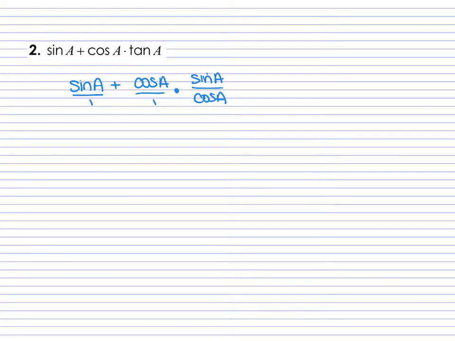What's nice here is since we're going to multiply these first, order of operations says we'll multiply first, the cosine in the numerator is automatically going to cancel with the cosine in the denominator. So if we rewrite this expression, we actually don't even need the fractions anymore. We now have the sine of A plus the sine of A.